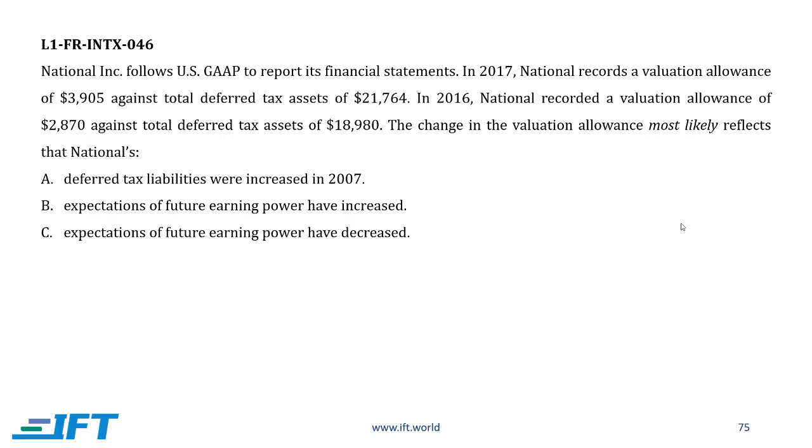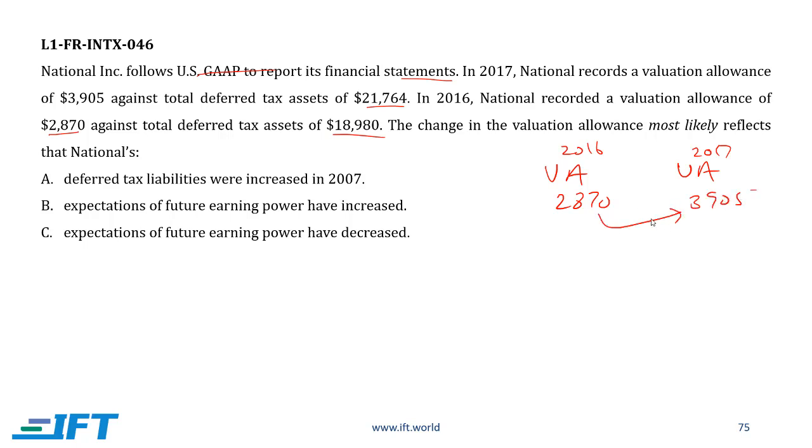Question number 46. National company follows US GAAP to report its financial statements. In 2017, National records a valuation allowance of 3905 against a total deferred tax assets of 21764. In 2016, National recorded a valuation allowance of 2870 against a total deferred tax asset of 18. The valuation allowance actually increased. Valuation allowance in 2016 was how much? 28. Valuation allowance in 2017 is how much? 3905.